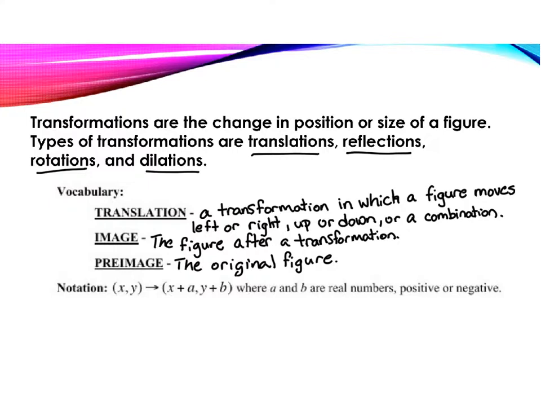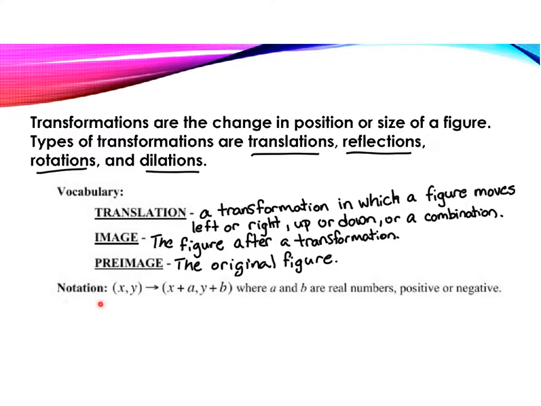Okay, first thing that we have come to is something called a translation. And a translation, I have the definition written out here. Transformation in which a figure moves left or right, up or down, or a combination of those two things together. And then many students get these two things mixed up, but let's start with pre-image. Pre-image is the original figure that you were given. And then the image is the figure after you apply a transformation. Okay.